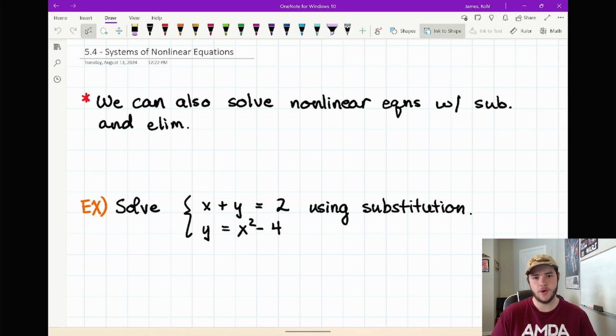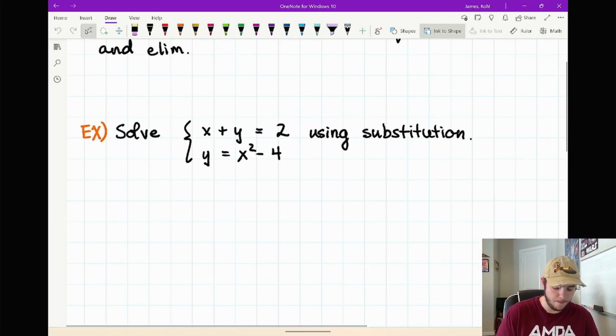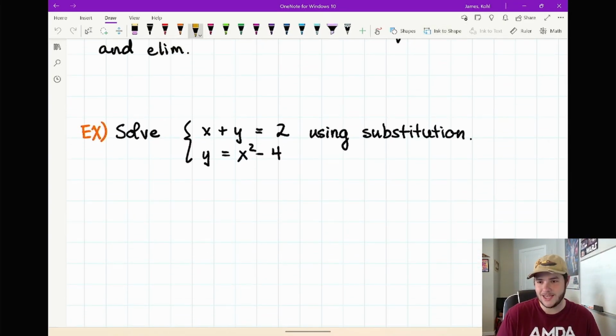Nonlinear equations are when I don't just have lines in the system. For example, in this first problem, I'm asking you to solve this system of equations, but notice I've got a line with a parabola, right? So I'm asking you to solve x plus y equals 2 and y equals x squared minus 4 using substitution. Notice that the bottom equation is already set up to substitute. And by the way, nothing changes about these techniques, just because they're nonlinear.